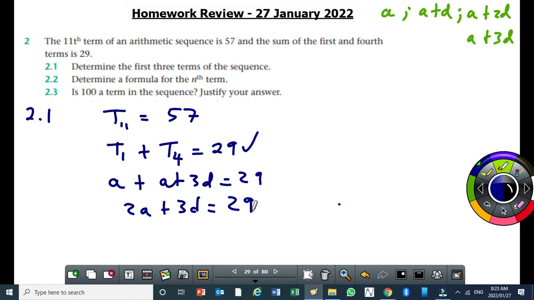Now, be aware as well that this equation T11 is equal to 57 can also be written in terms of A and D. If I write it in terms of A and D, it's going to become A plus 10D is equal to 57.